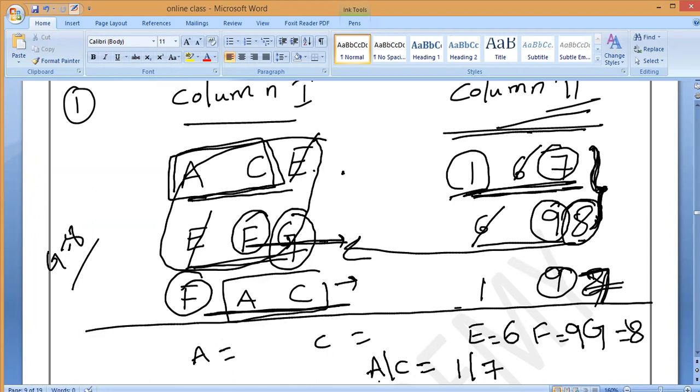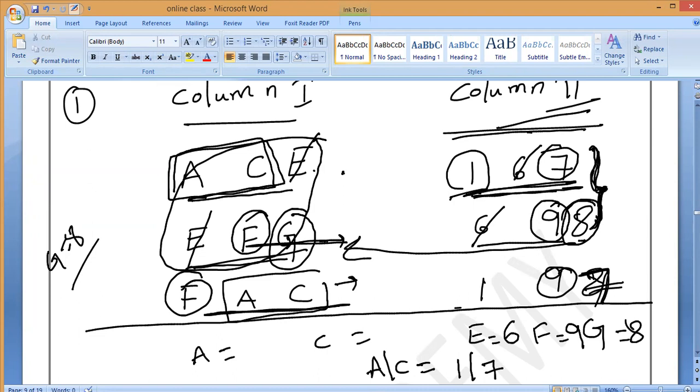We cannot say that. There are two possibilities for A and C: either 1 or 7. Understood? How to find this?